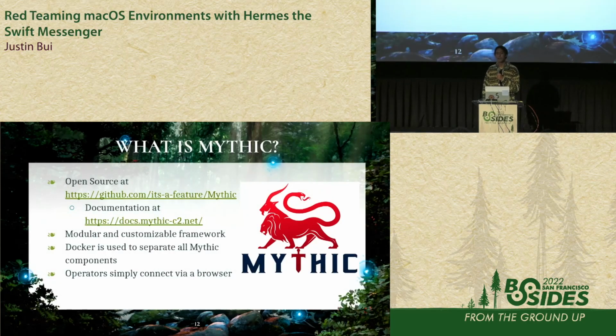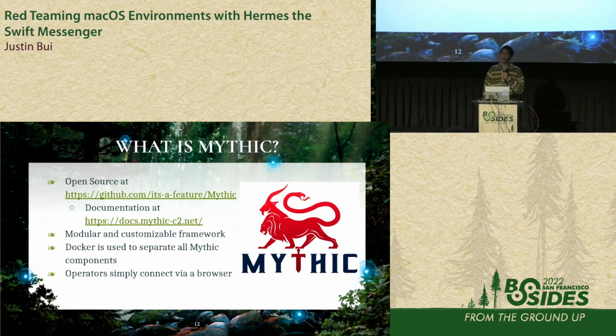In a nutshell, Mythic is a command and control server that has lots of neat features, like a web UI, user access control, and reporting. It does a really good job of centralizing all actions performed during a red team operation. It's open source at github.com/its-a-feature/Mythic, and there's documentation for developers and users at docs.mythic-c2.net.